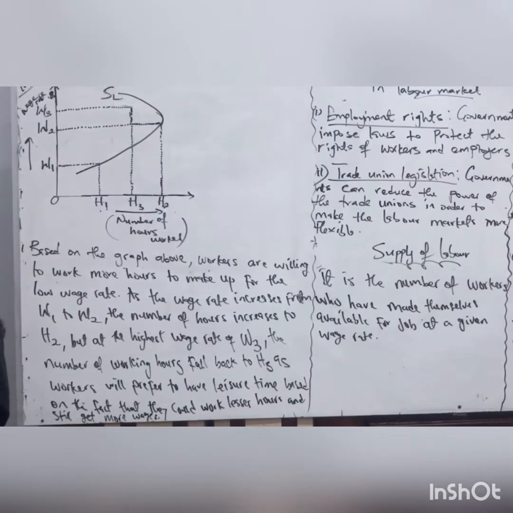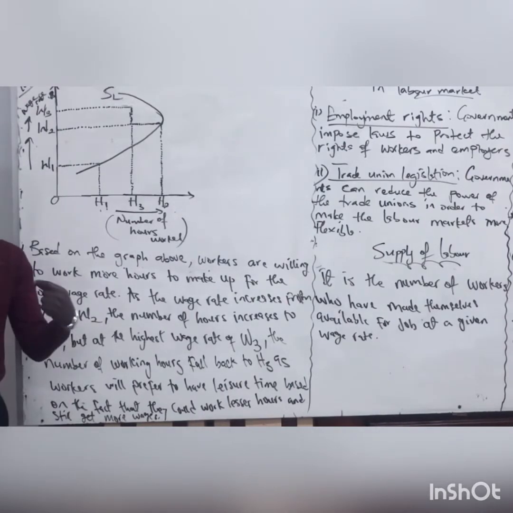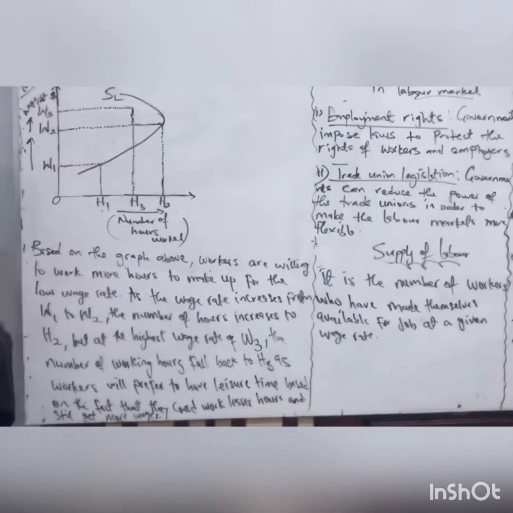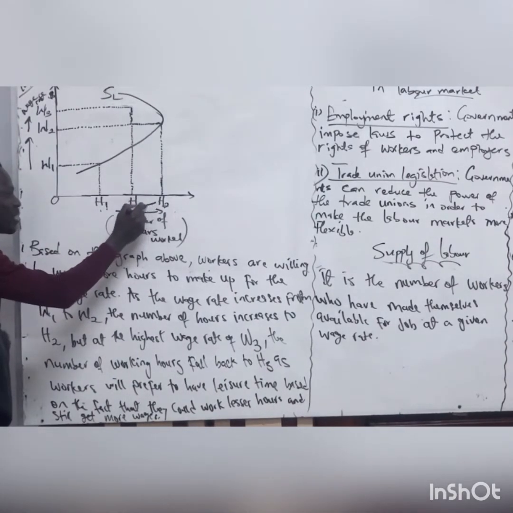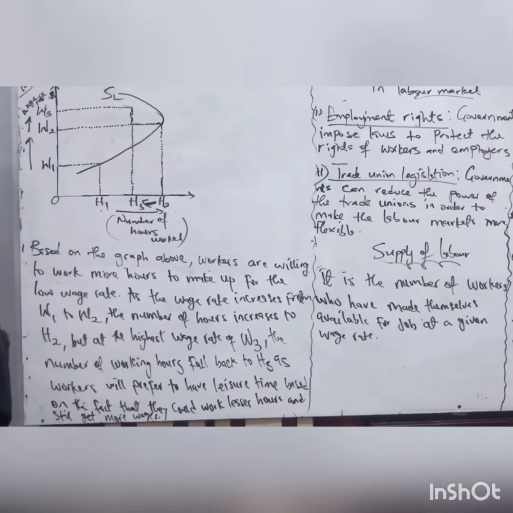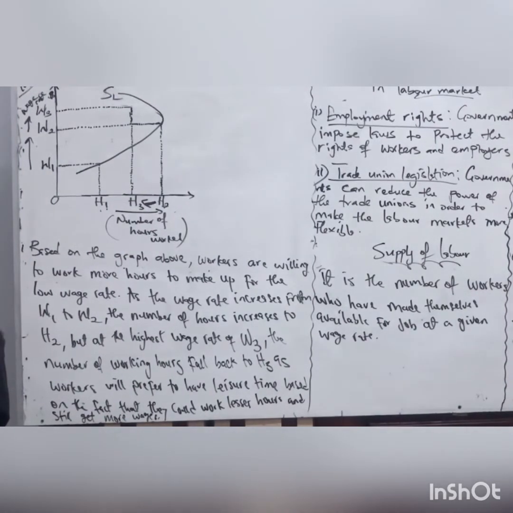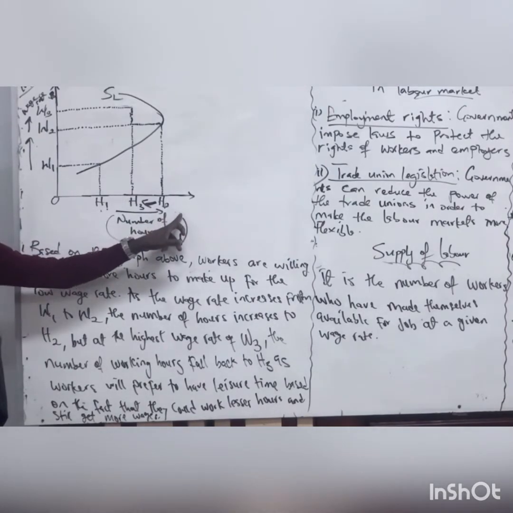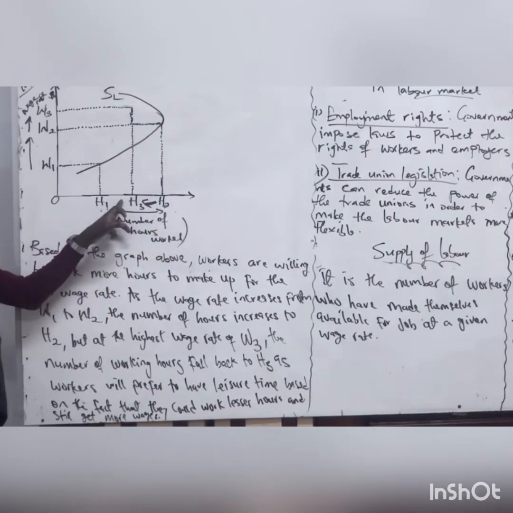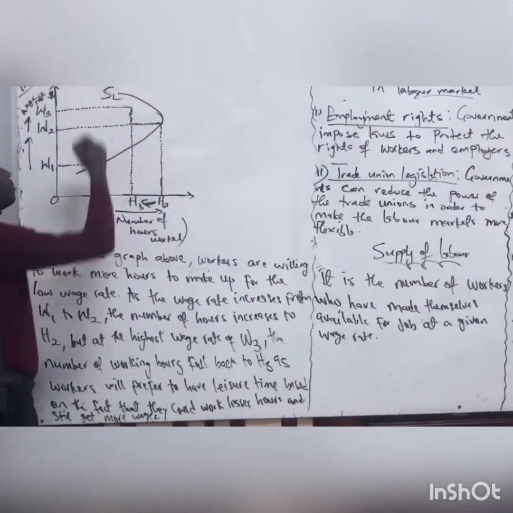So if the wage rate increases from W2 to W3, what will happen? At that point in time, workers will be willing to work fewer hours. Do you get it? Because the wage rate has increased from W2 to W3, the number of hours worked will fall from H2 to H3. That's what we call backward bending.